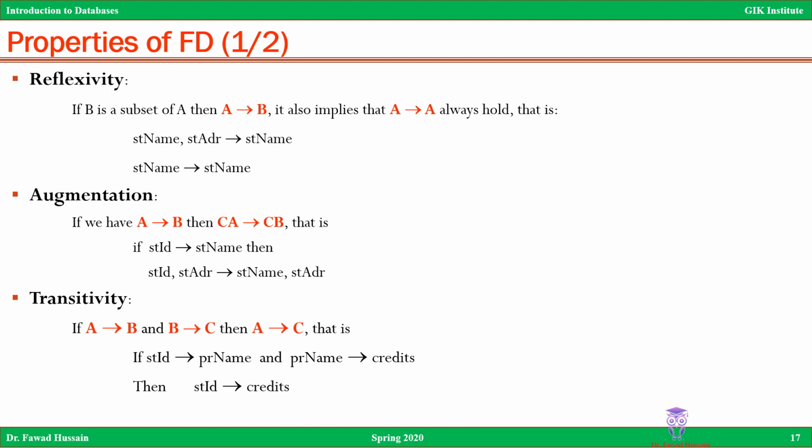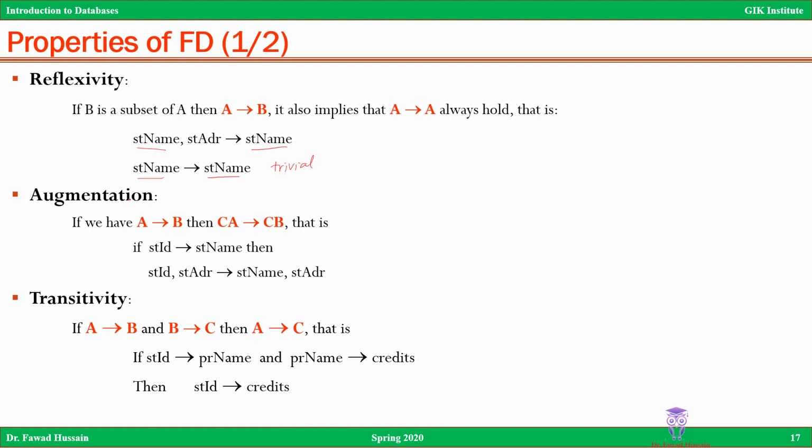So some of the properties of functional dependencies are, first, reflexivity. If B is a subset of A, then A implies B. In other words, if the street name and street address combined give me the street name, so this street name is also already part of the street address, I can deduce that street address gives me the street name. This is trivial, but this is the reflexivity property of functional dependencies.